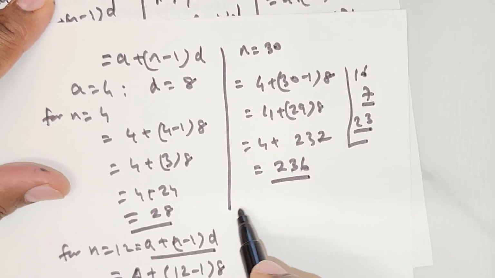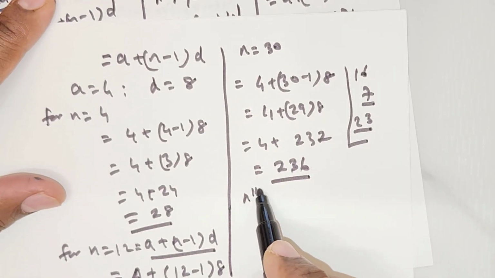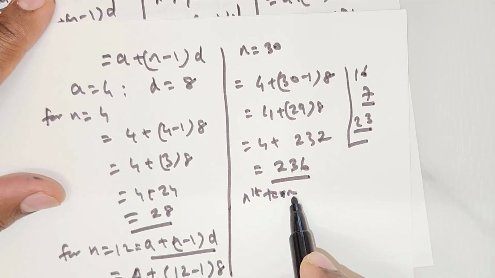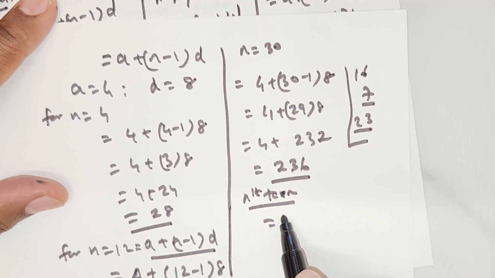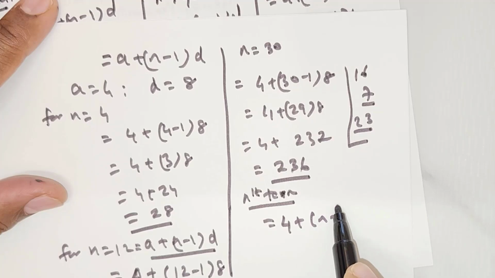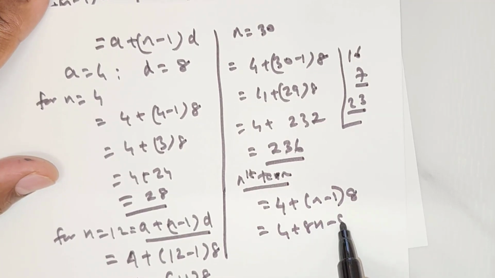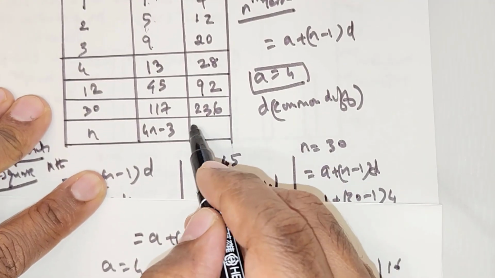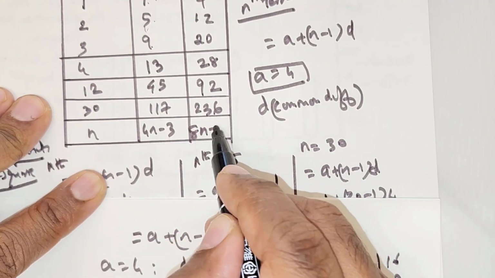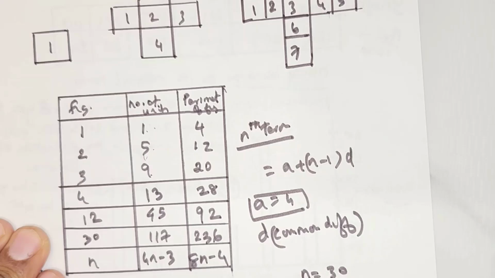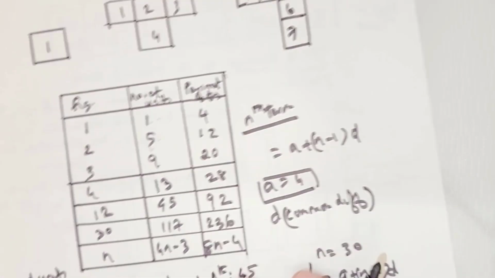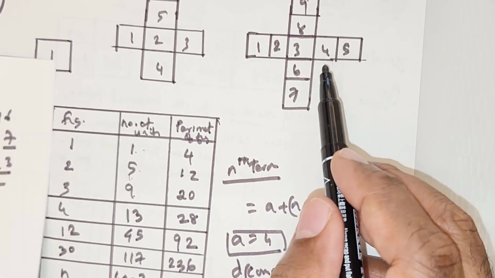Now for n, they want the nth term with a is equal to 4 and (n − 1) times d. So this is going to be 4 + 8n − 8, which is nothing but 8n. Negative 8 added with 4 will give you −4. So this should go over here: 8n − 4. So you need to complete all of this plus the figure.